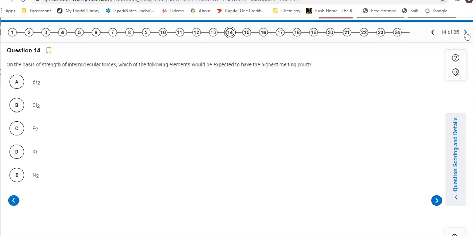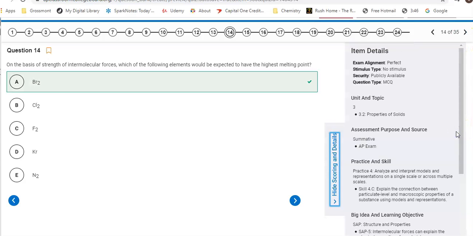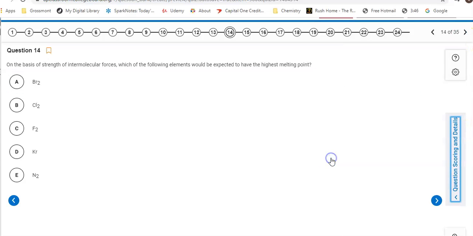The answer is you look for the one that's the biggest, and the biggest would be Br2. If you look on your periodic table, it's the biggest of those molecules, and therefore it can have the strongest London dispersion forces. Krypton is an atom, but all of these are nonpolar, so the only forces they have are London dispersion, and the biggest molecule wins. It has the strongest, so that's going to be Br2. Okay, there you go. Let's keep going.